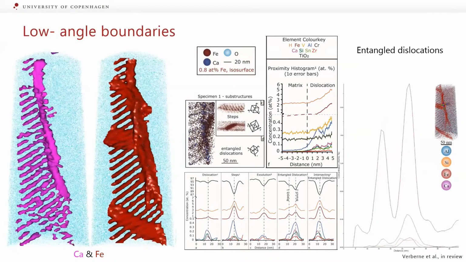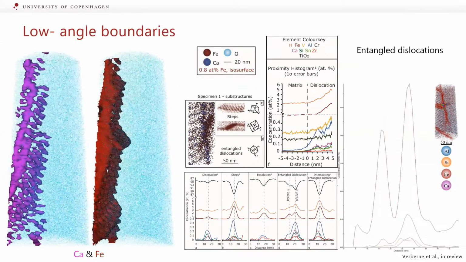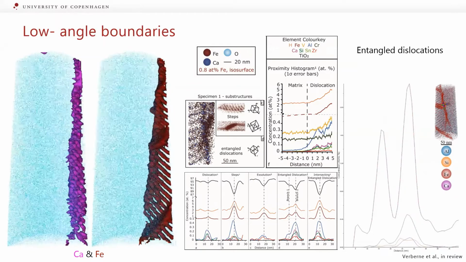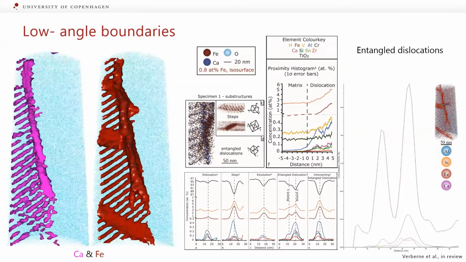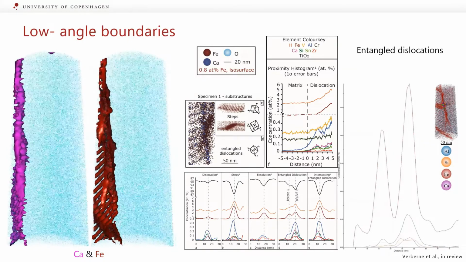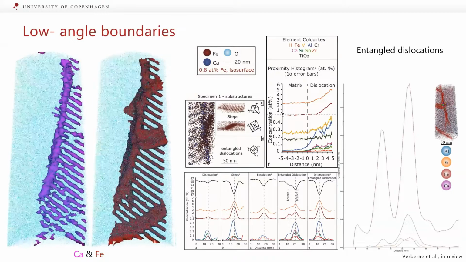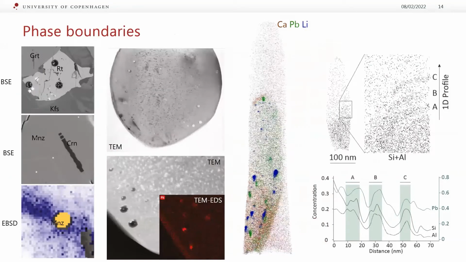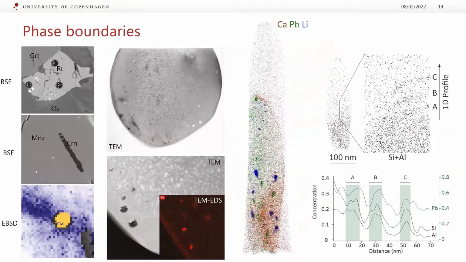Again, we make a proximity histogram that shows more of an average of the full story. We can also do 1D concentration profiles to see what the differences are between the individual features within everything. Then I think the final thing I want to show is about phase boundaries and how to use the mass spectrum. This is again an ultra high temperature sample from a monazite inclusion in rutile.